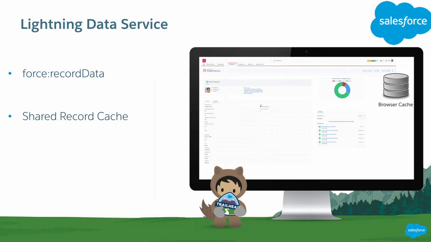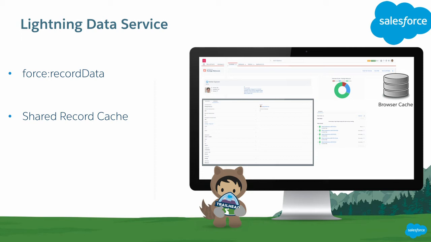And the second benefit is that whenever you use Lightning Data Service, that force:recordData, you are tying your custom component to our new shared record cache that is available on the Lightning Experience and Salesforce Mobile. You guys have noticed that in the last 2 releases, the Lightning Experience became really fast. One of the reasons was our new shared record cache functionality. The idea is that different components, the standard components that Salesforce creates and your custom components, are all looking at this intelligent shared record cache.